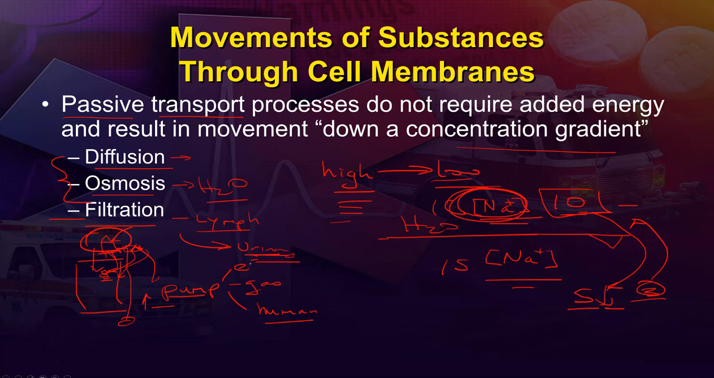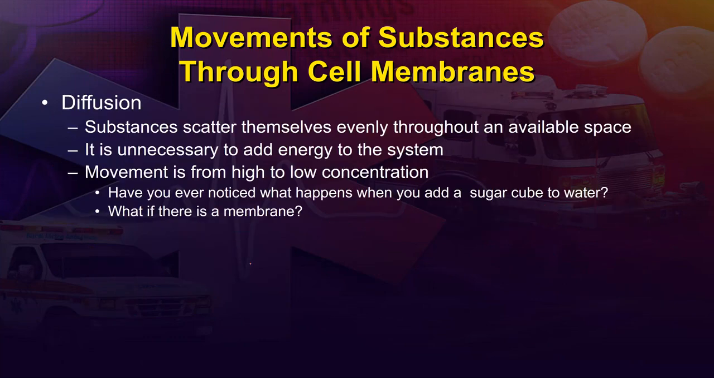So to rehash that, if we're talking passive transport, we're talking about something that's likely moving across a concentration gradient, or down from higher concentration to lower concentration. It doesn't expend energy. But if we have to expend energy, we move into active transport. So let's look at something like diffusion. Remember, this is passive transport.